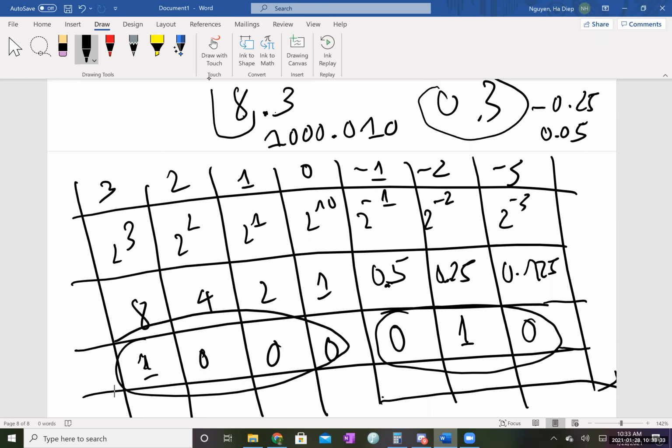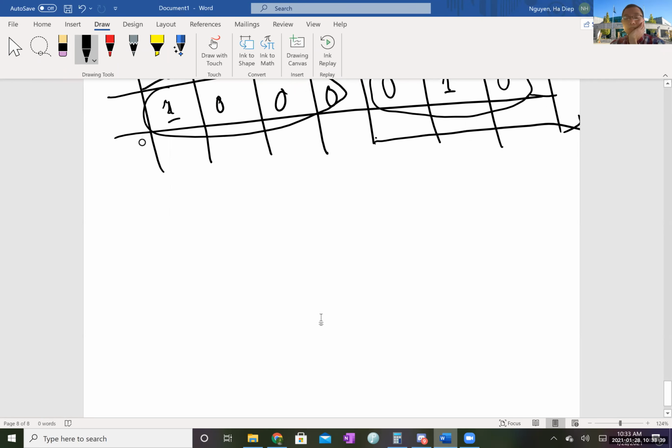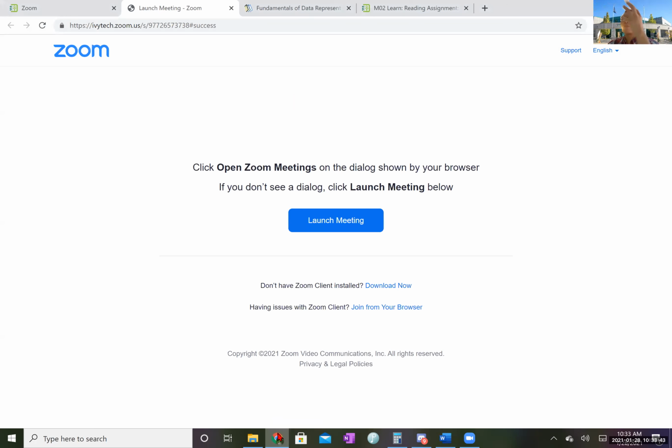Okay, I think that's all. That's everything I want to review. Actually, you have some kind of scientific notation, but it's very simple. You know that whenever you shift to the right, you have the negative, and when you move to the left, you have the positive here.